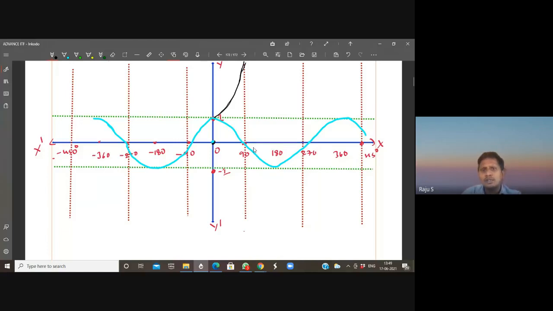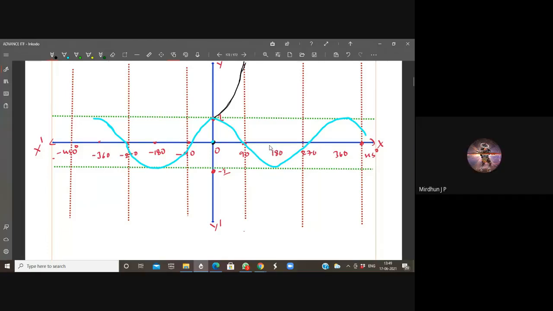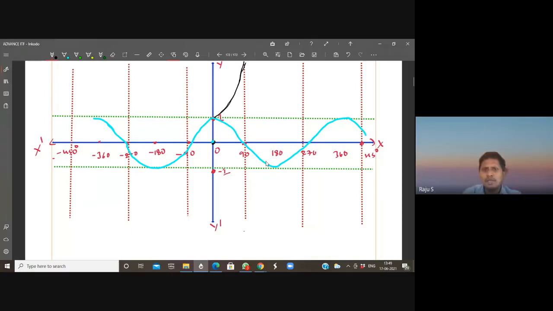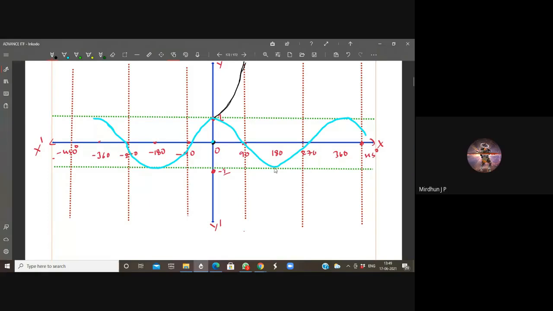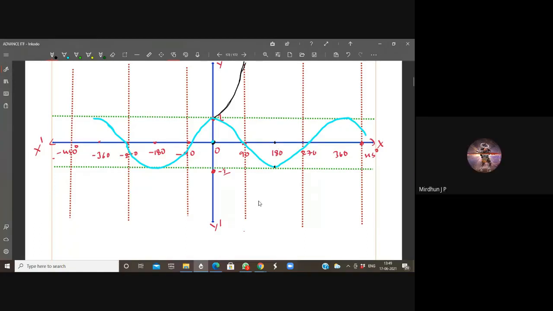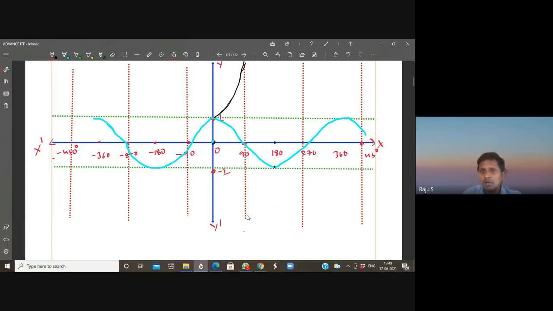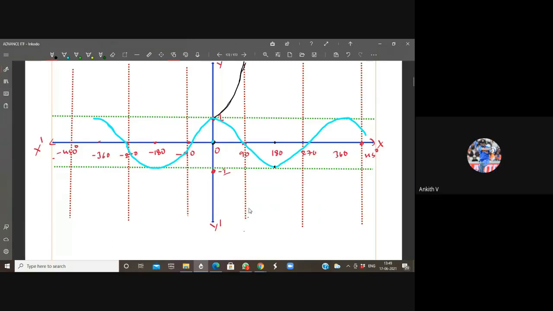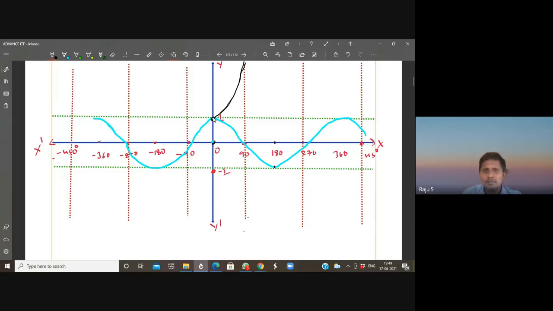And what about secant from 90 to 180, positive or negative? Negative, sir. Negative means the graph will be below the x-axis or above the x-axis? Below the x-axis. Okay, what about secant 180? Is secant 180 0 or minus 1? Minus 1. See, simple here.